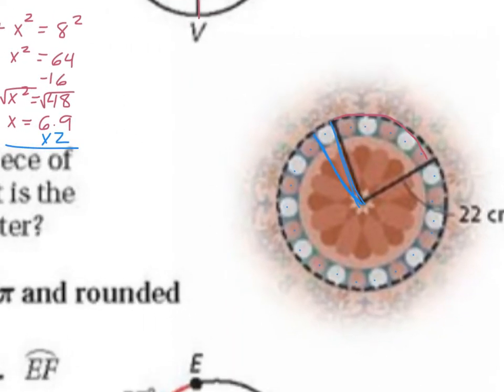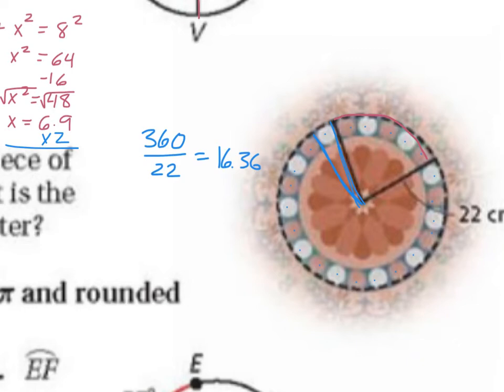So if we did 360 divided by 22, because there's 22 dots, that would give us 16.36. So that would be what each sliver would be. So each dot would have the measure of 16.36.